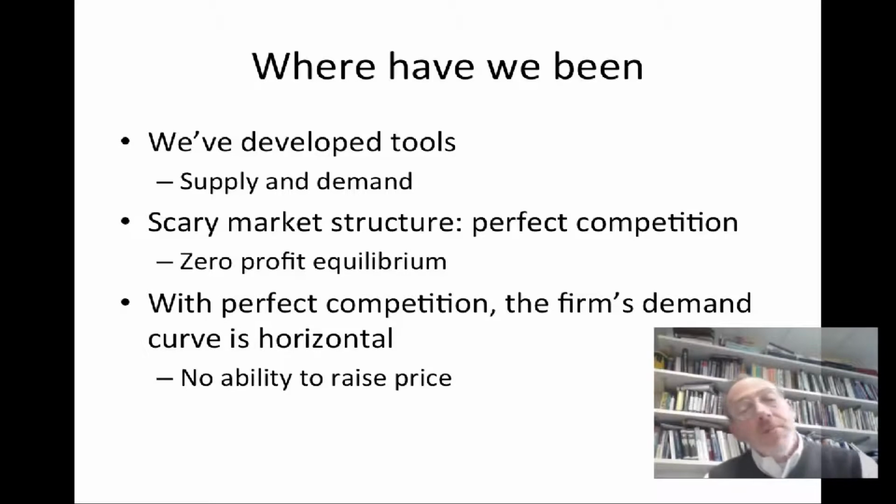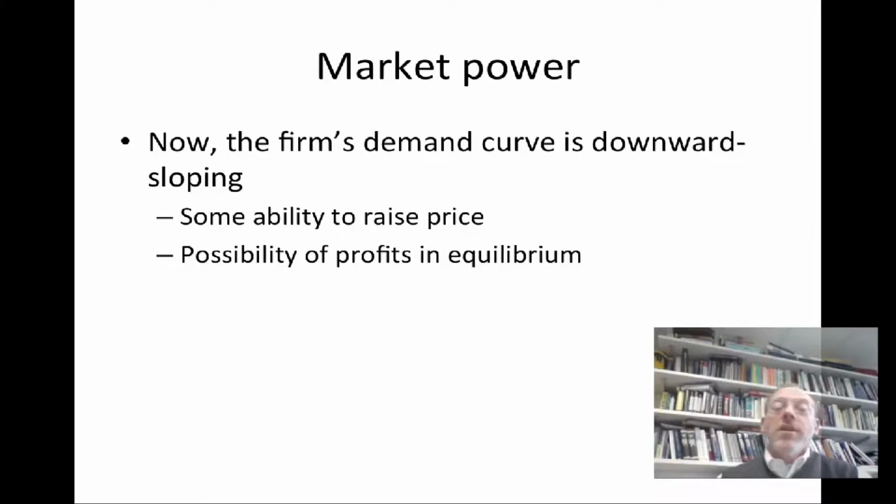Now, from the firm's perspective, with perfect competition, the firm's demand curve is horizontal. That means that it's perfectly elastic. Now, why was that? Each firm was selling an identical product. If it were to raise its price, all of its demand would go away. But another way to say that is that the firm has no ability to raise price. Now we're going to change all that.